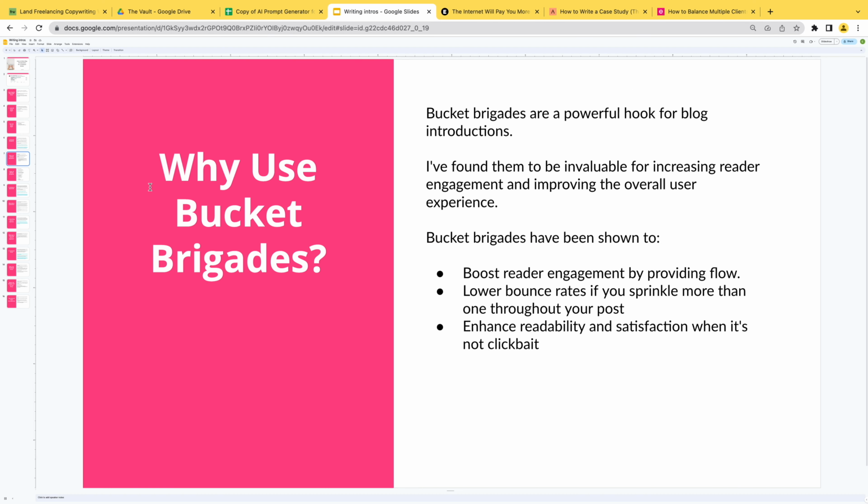Why use bucket brigades? Well, they're a powerful hook for blog introductions. They're best for blogs and social media, not the best for email subject lines. You can use them if you want. They're invaluable for increasing reader engagement and improving the overall user experience. Bucket brigades have been shown to boost reader engagement by providing that flow. It lowers bounce rates if you sprinkle more than one throughout your post, which you can do in your conclusion, in the body of your post, in different parts of your content piece. You can enhance readability and satisfaction when it's not clickbait.